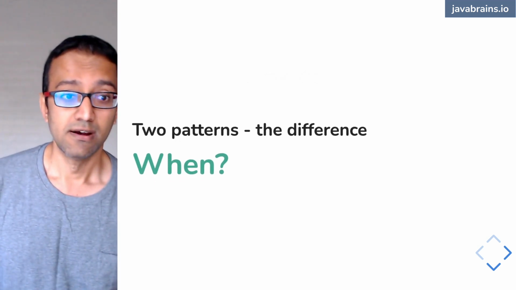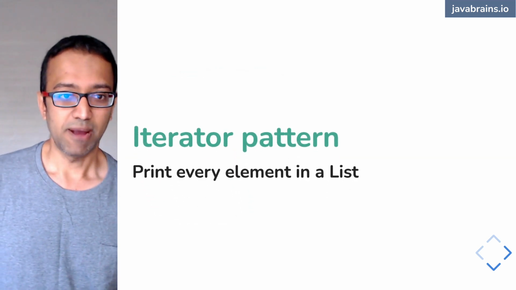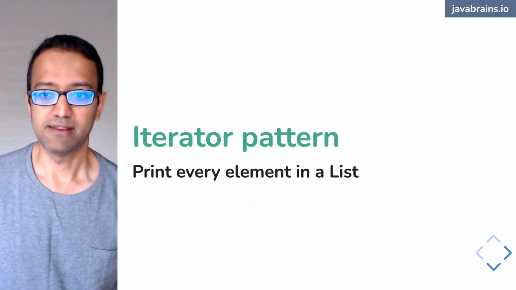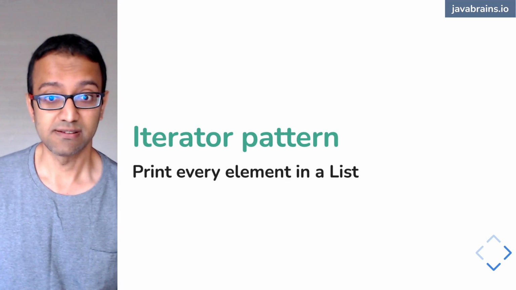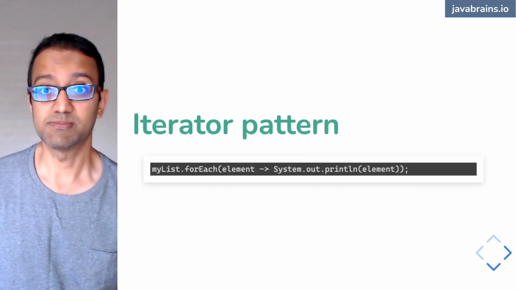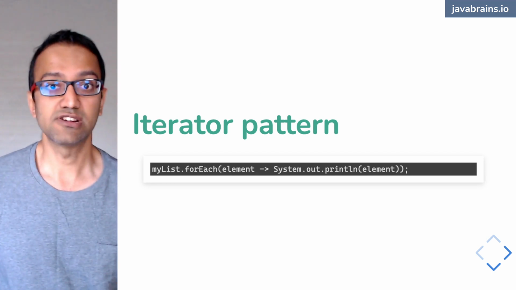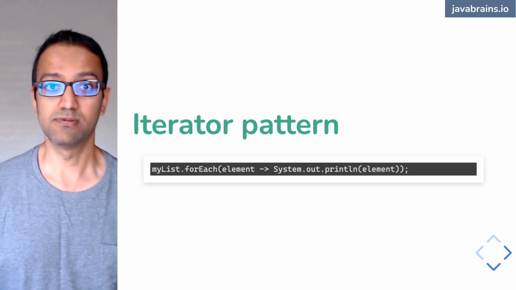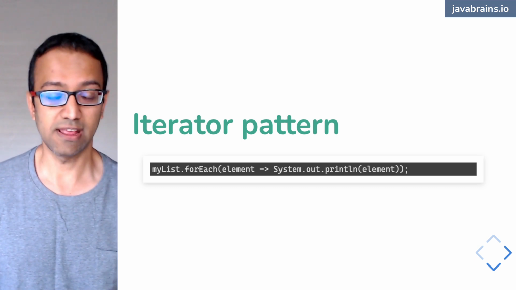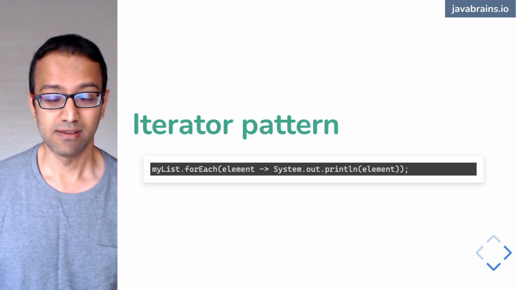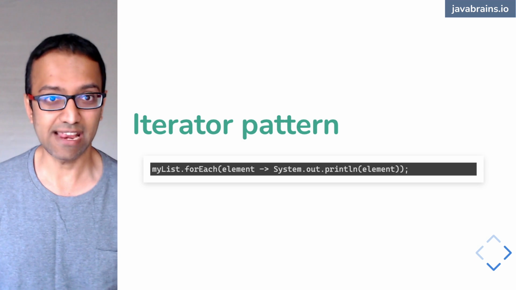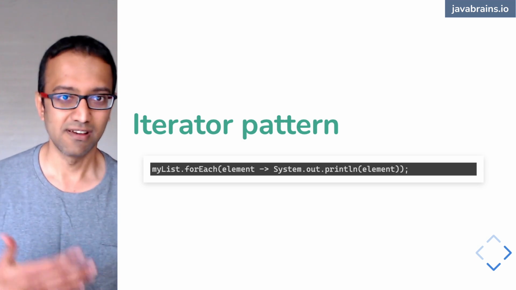Okay. So if you look at the iterator pattern, right? An example of an iterator pattern is, print every element in the list. You would do something like this, right? You have a list, and then for each element, I'm going to do System.out.println of that element. Okay. Granted, this is not technically the iterator pattern, but it's kind of using that, right?